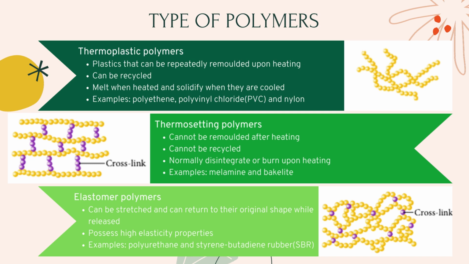Thermosetting polymers cannot be removed after heating, cannot be recycled, and normally disintegrate or burn upon heating. Examples for this polymer are melamine and bakelite. Elastomer polymers can be stretched and can be returned to their original shape when released. It also possesses high elasticity properties. Examples for this polymer are polyurethane and SBR.